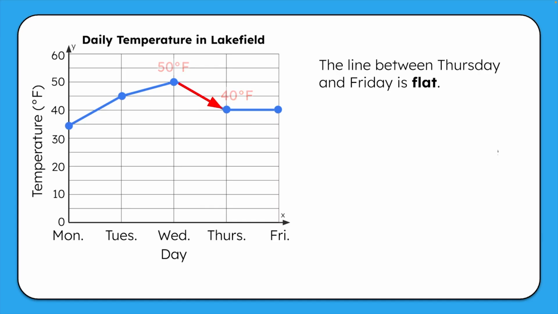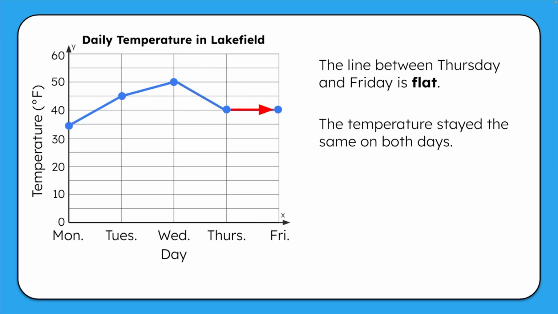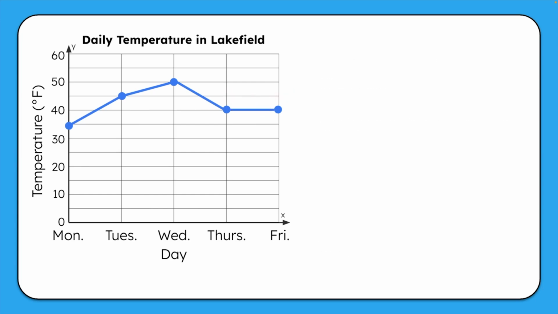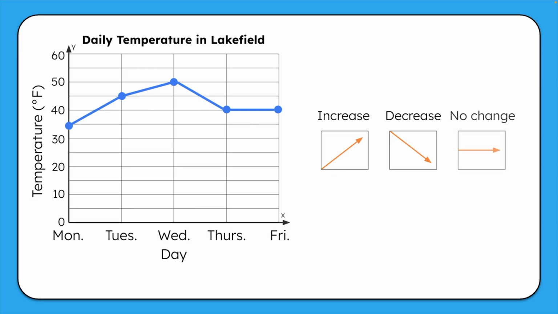Finally, the line between Thursday and Friday is flat. The temperature stayed the same, 40 degrees on both days. Subtracting 40 minus 40 is 0 degrees, proving there was no change in the temperature. So, determining trends on a line graph helps to make sense of the data. A line pointing up shows an increase, pointing down shows a decrease, and a flat line means no change.